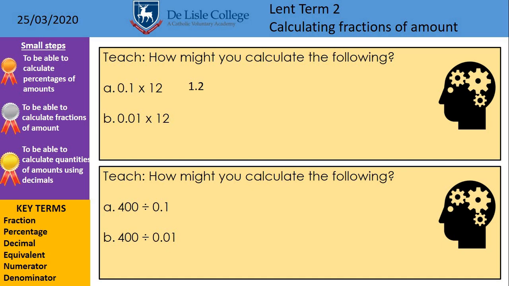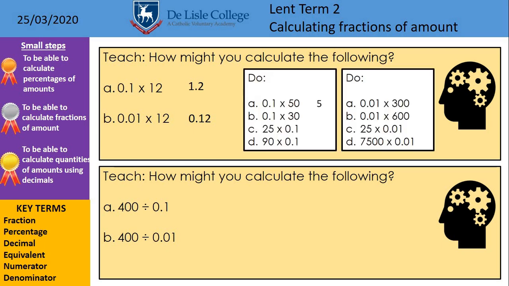For 0.01 multiplied by 12, this is the same as working out 1/100th of 12. So this gives us 0.12. Equally, we could have done 1 times 12, which is 12, and then divided the result by 100. Have a go at the calculations that are on the screen, and when you're ready to mark your work, resume the video.